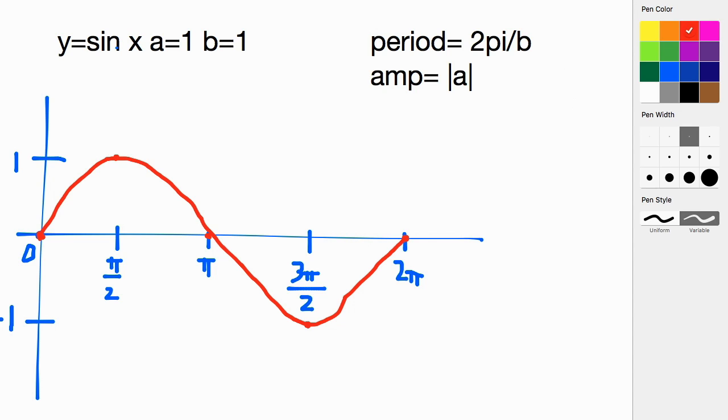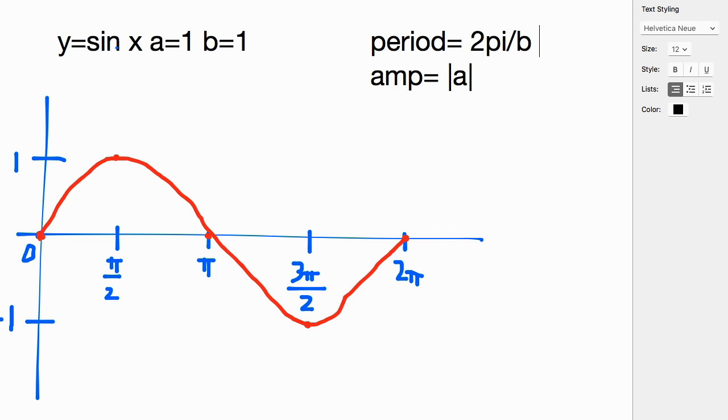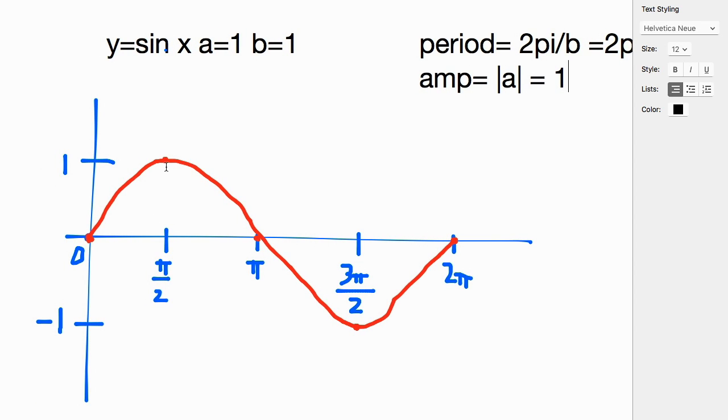If we come back up here, we can fill in these values, which we talked about earlier. The period is 2 pi divided by 1, and the amplitude is easy, it's just exactly 1. So here we have 2 pi as my period and 1 as my amplitude. You can see that from the midline all the way up to the top is 1. From the beginning at 0 all the way to the end, before it starts to repeat itself, is 2 pi.